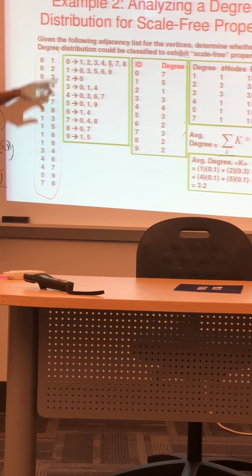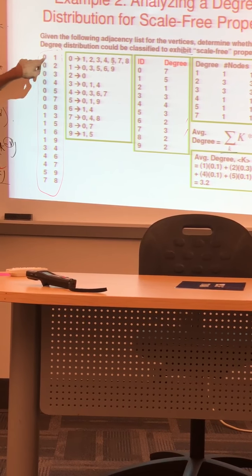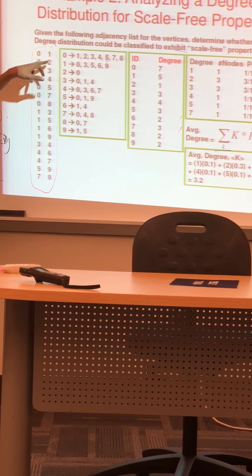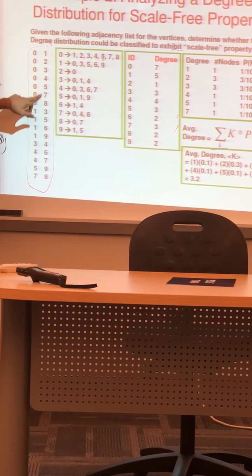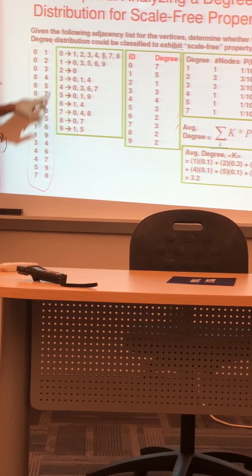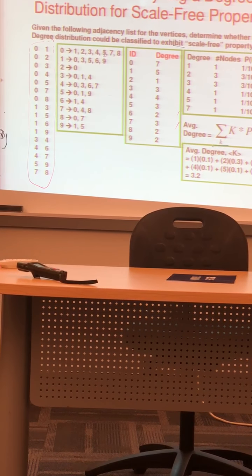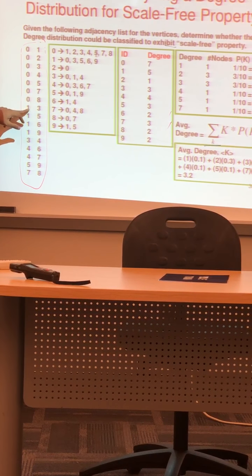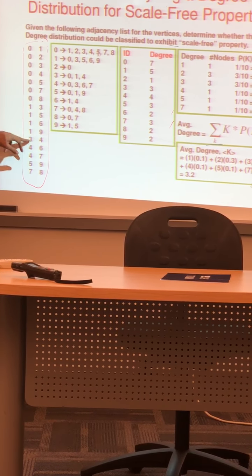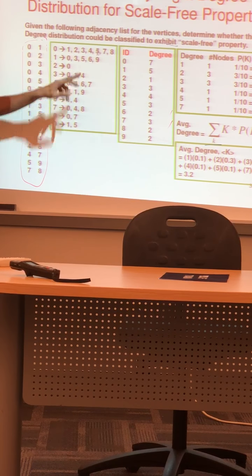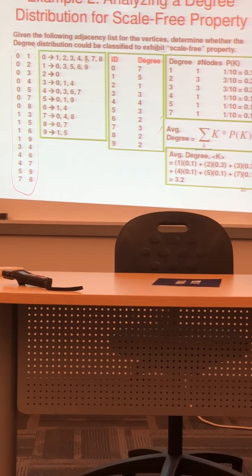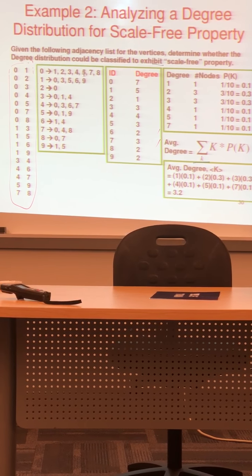Then 1 with 3. So you can go on the right side. 1 with 0, then 1 with 3, 1, 5, 1, 6, 1, 9. Then 2 with 0, then nothing else. So 2 has just 0 as a neighbor. Then 3 with 0, then 3 with 1, then 3 with 4, 0, 1, 4. So look from both sides, because we need to know the degree of each node. Okay.